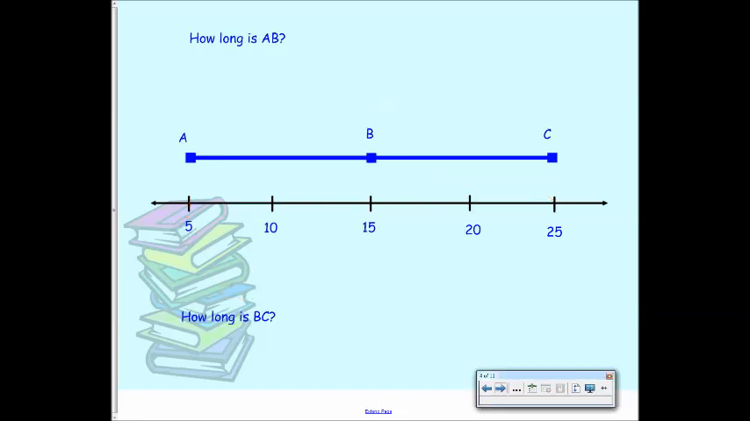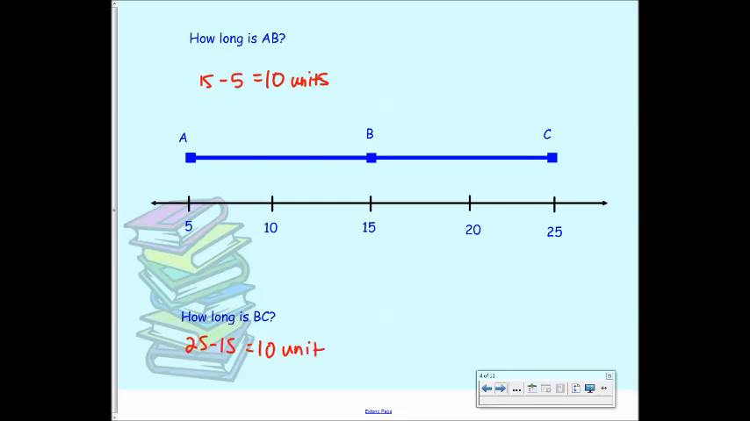Okay, how long is AB? 10, how'd you get that? 15 minus 5 equals 10, so it's 10 units. All right, how long is BC? How long is BC? 10. What would be the subtraction I would do here? 25 minus 15. So that one is also 10 units.